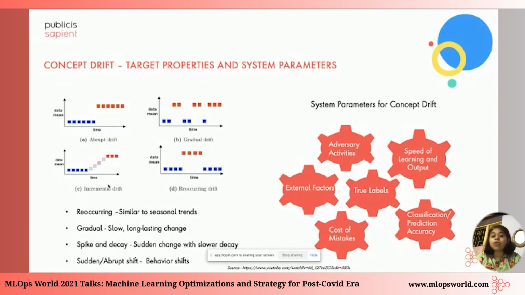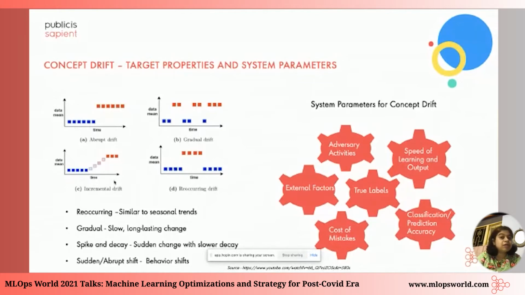And what would cause the changes? We are taking an example of a pandemic, but it is not limited to pandemic. Some adversarial activities, some attacker is attacking the machine learning models, or the speed of learning and the output is not matching. The data is coming at a tremendous speed, but we are not adapting our model. It is training and running for a long time, and it is not checking the results. There is no monitoring system.